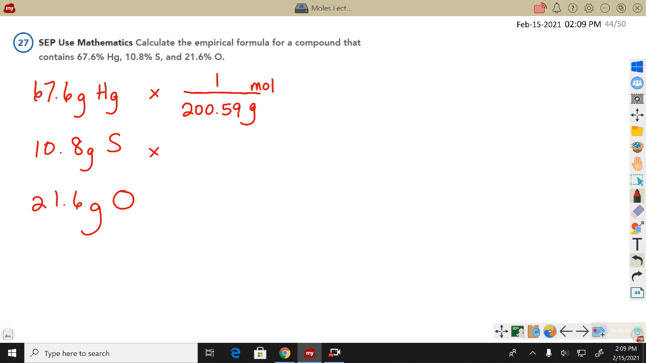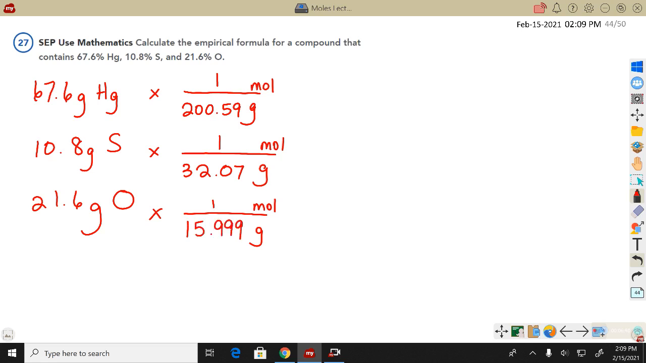And I'm going to set up each one to cancel grams, put her into moles. 1 mole has the mass on my periodic table. Mine says about 32.07 for the sulfur. And then I'm going to cancel grams of oxygen. I want moles of oxygen. 1 mole on my periodic table is 15.999.